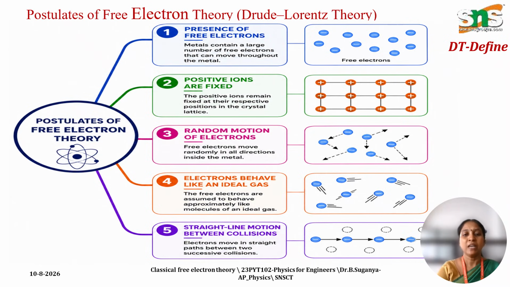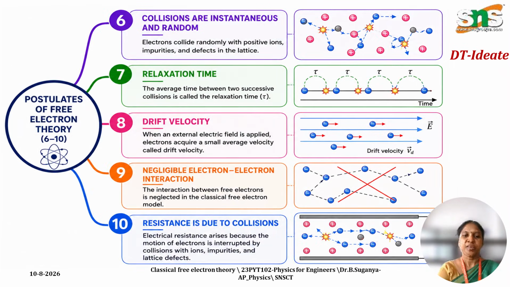And random motion of electrons. The free electrons move randomly in all directions inside the metal, and they are assumed to behave approximately like the molecules of an ideal gas. Then straight line motion between collisions. Electrons move in a straight path between two successive collisions. And the collisions are instantaneous and random. The collision happens instantly, and the collision angle differs randomly.